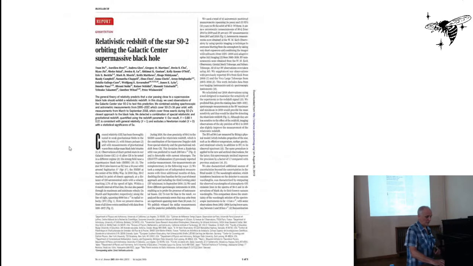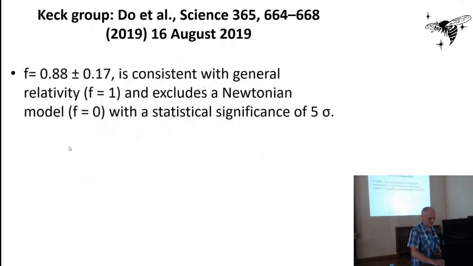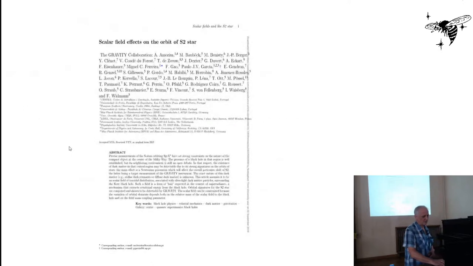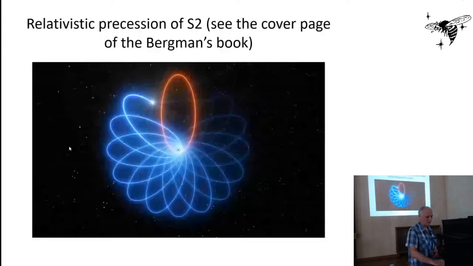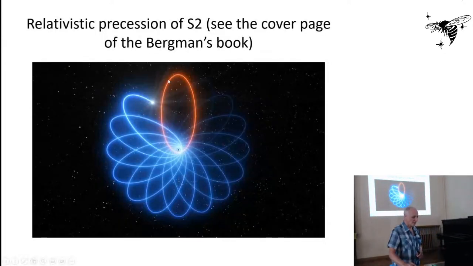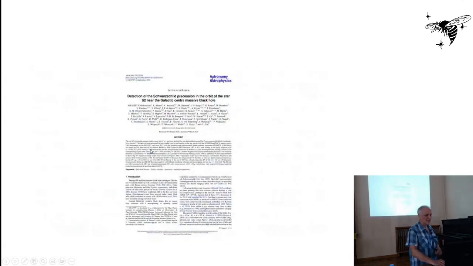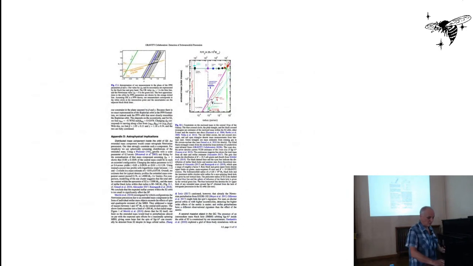Keck people also practically confirmed these observations and also published a paper in this direction. And also some alternatives for gravity theories were considered by the GRAVITY collaboration, and they quoted our 9 papers in this direction. Relativistic precession was discovered by GRAVITY, and you see it's very beautiful. In the press release, they show this picture. And practically we could say that the S2 star demonstrates relativistic precession in this case. Everything is fine, but also an important thing is that now we have to emphasize that extended mass distribution is less than 1% for these cases.